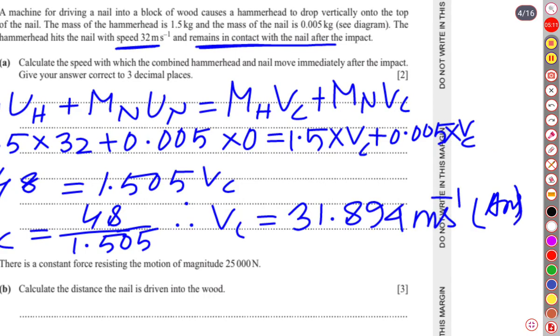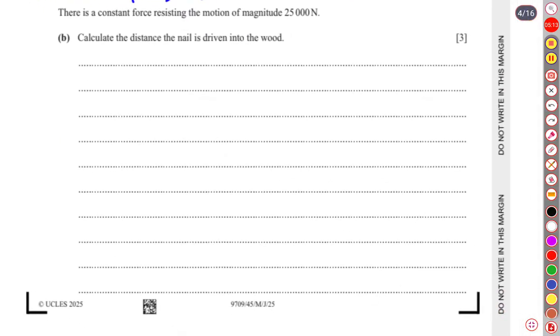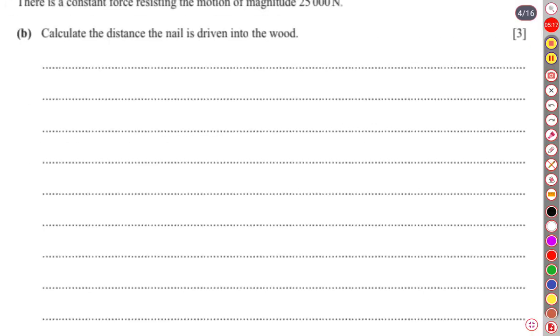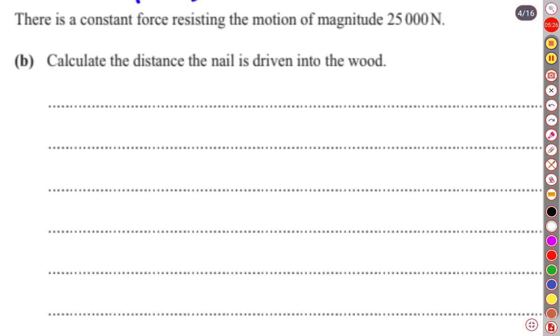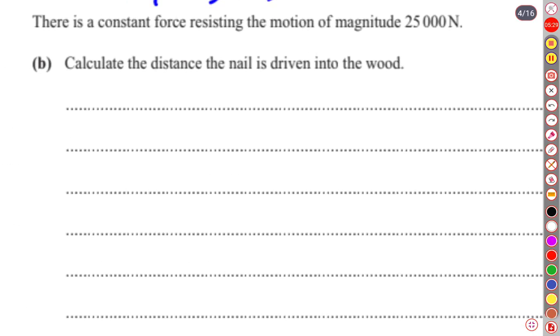Part B says there is a constant force resisting the motion of magnitude 2500 Newton. Calculate the distance the nail is driven into the wood. One thing is very sure here, that we will have to find the distance, and for distance we simply apply the concept of the SUVAT formula. For any SUVAT formula, we'll have to know the acceleration of the object. So for acceleration we will have to apply Newton's law of motion.